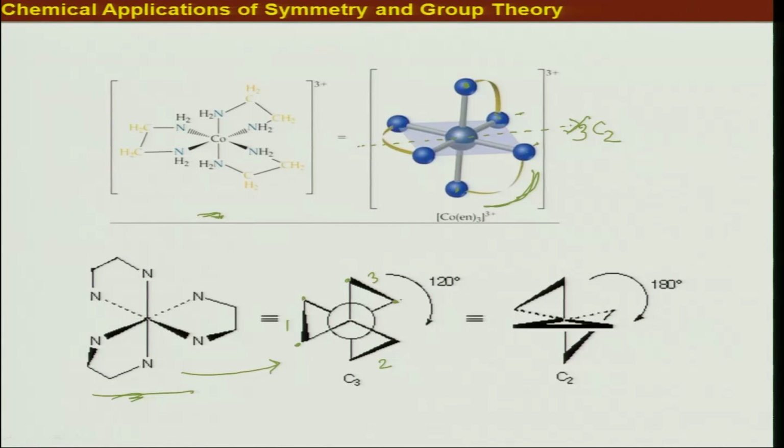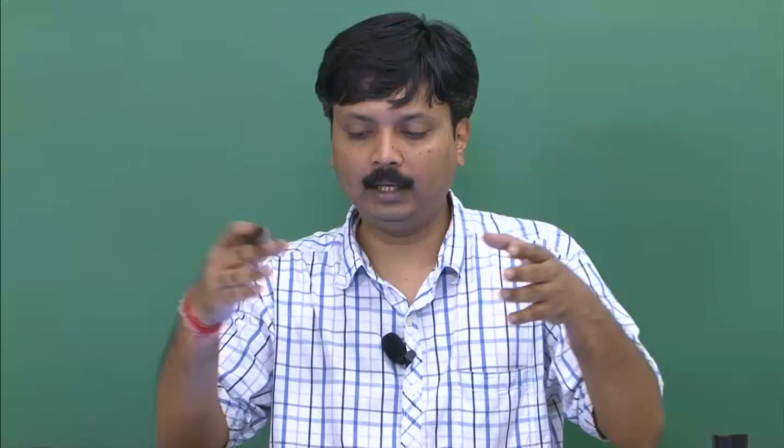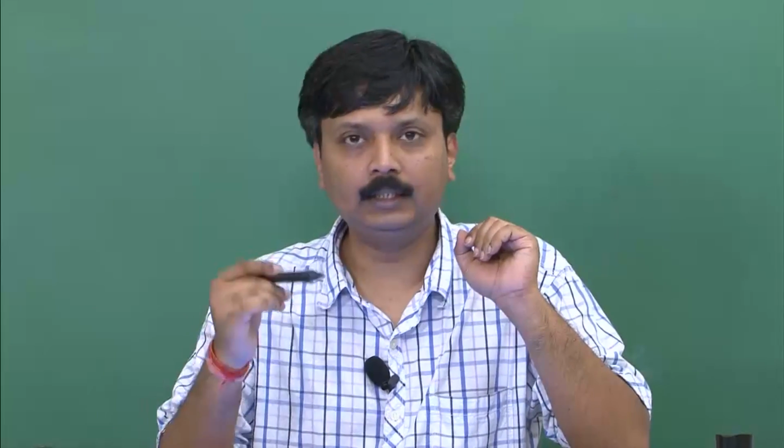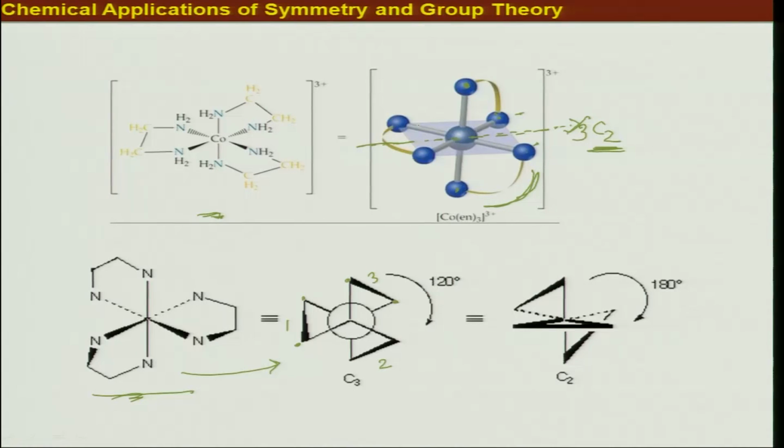Very well. Now I got these 3 C2s earlier, right? By finding an axis which will go through this equatorial plane, and it will bisect the angle that these 2 amines of one ethylene diamine form at the cobalt. So that is the C2. So we got 3 such C2s.